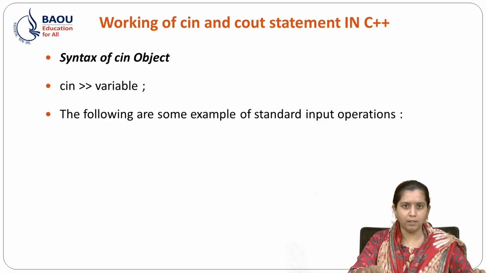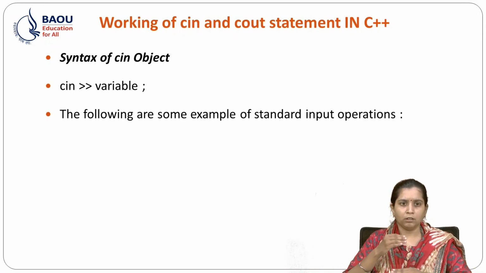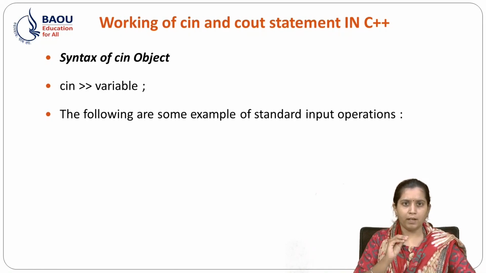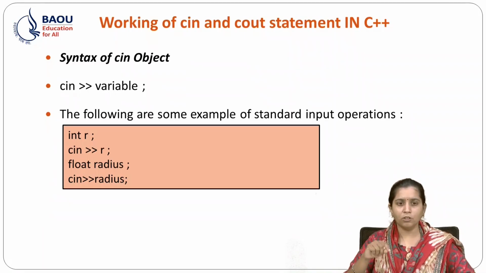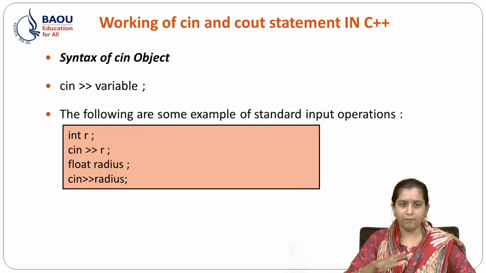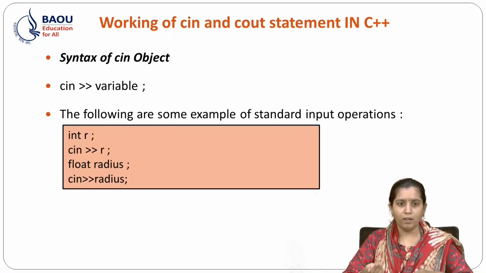The following are some examples of standard input operations. The cin object is followed by a symbol which is called the extraction operator, and then the variable into which the input data is to be stored. For example, int r, then cin, then we use the double caret symbol, which is known as the extraction operator in C++. After that we have also initialized the radius variable in float data type. And after that, we have used cin, then the extraction operator, and then radius. What this will do is take input from the user.